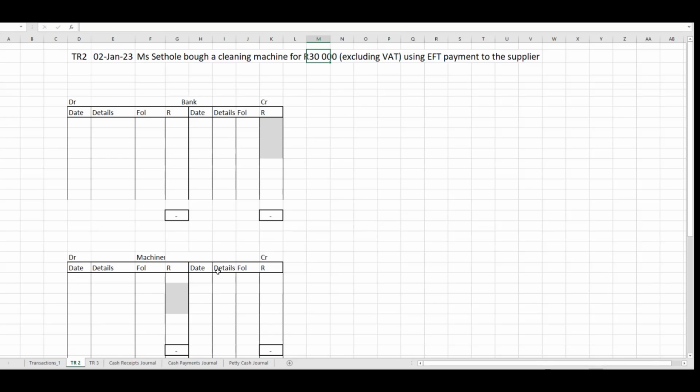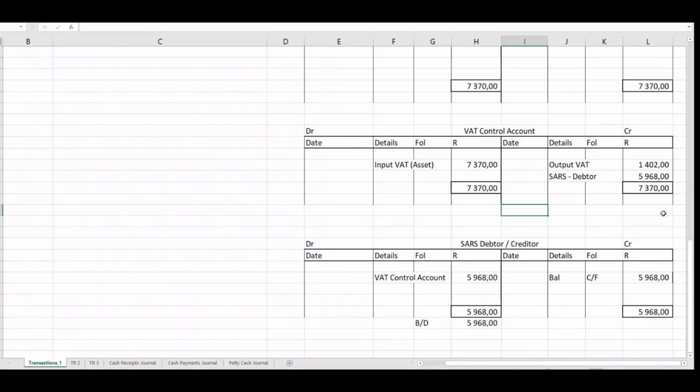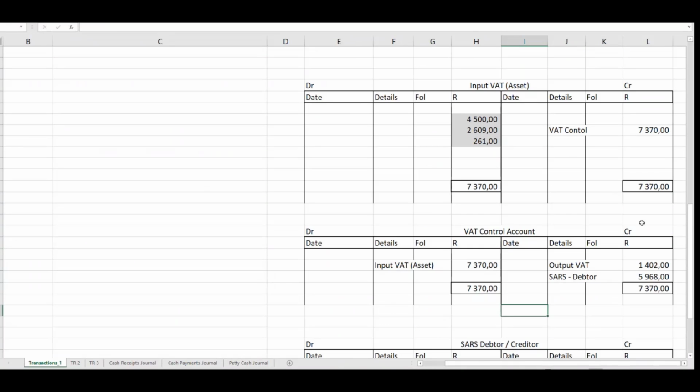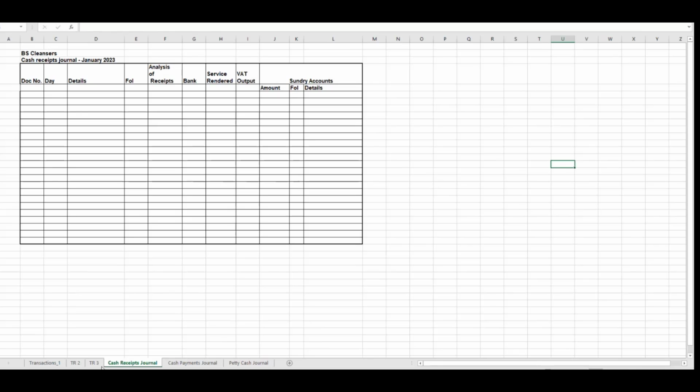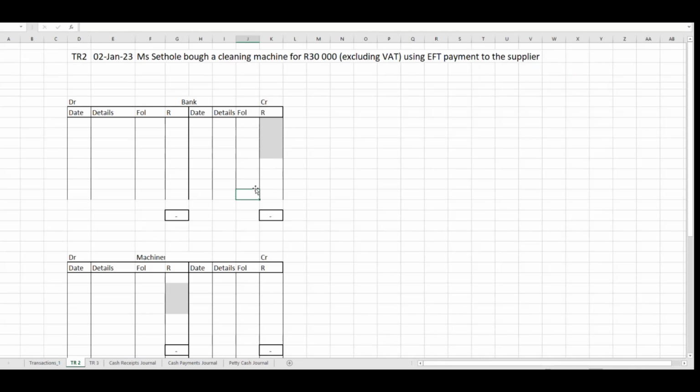It means on the VAT account we've already calculated. We said 30,000 multiplied by 15 divided by 100, and we got, where is the first transaction? We got 4,500 rands VAT. Ideally, on the bank account, it means what we will pay to the supplier is 30,000 and 4,500, which makes it 34,500. That is what we will pay to the supplier.